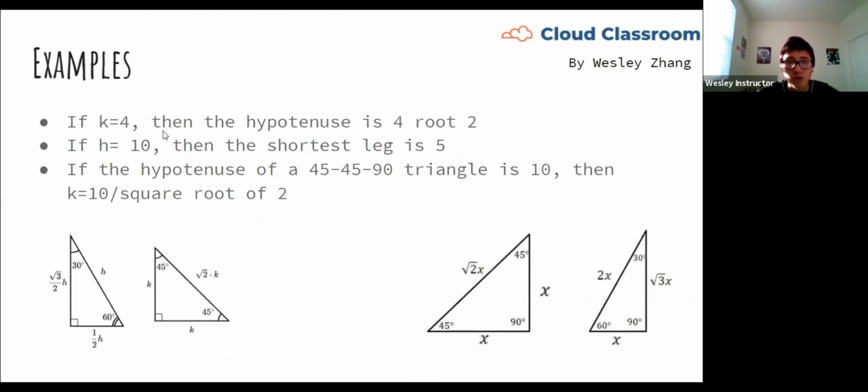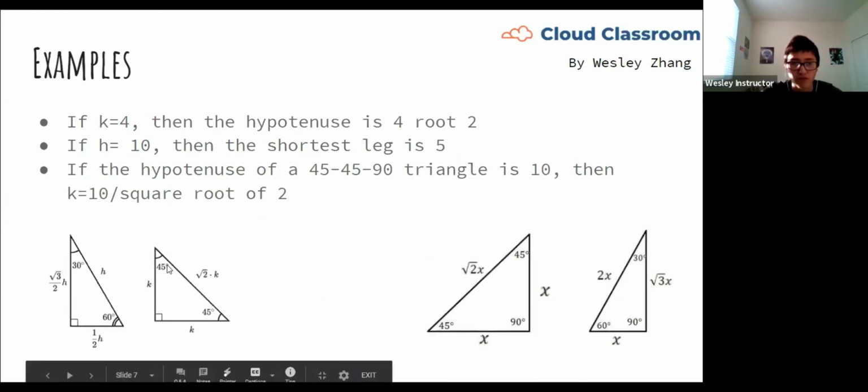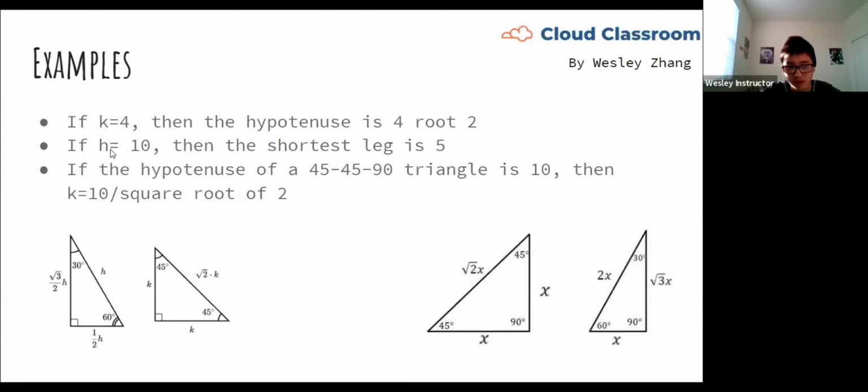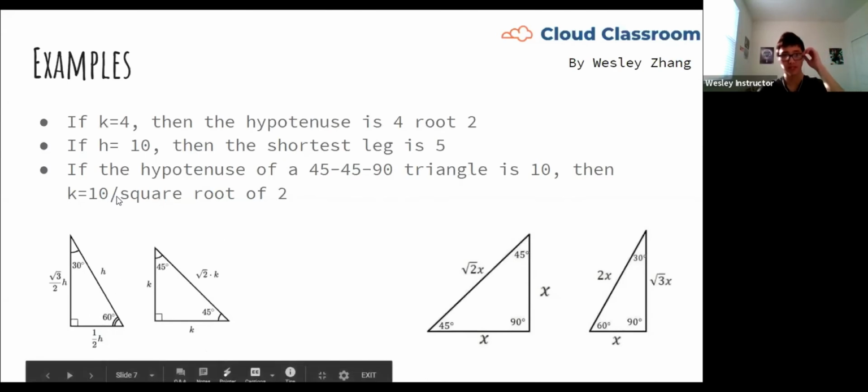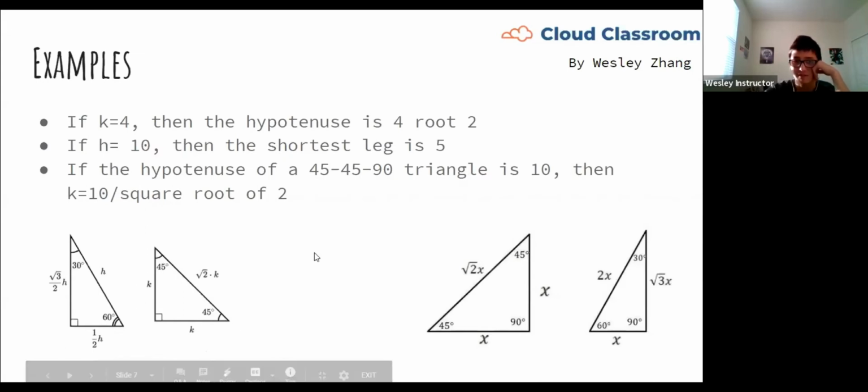So if k equals 4, then the hypotenuse is 4 root 2. For k, look at this 45, 45, 90. So k is 4, and this is 4 root 2. If h is 10, then the shortest leg is 5. 10 times 1/2 is 5. And the hypotenuse of a 45, 45, 90 triangle is 10. Then k equals 10 square root of 2.